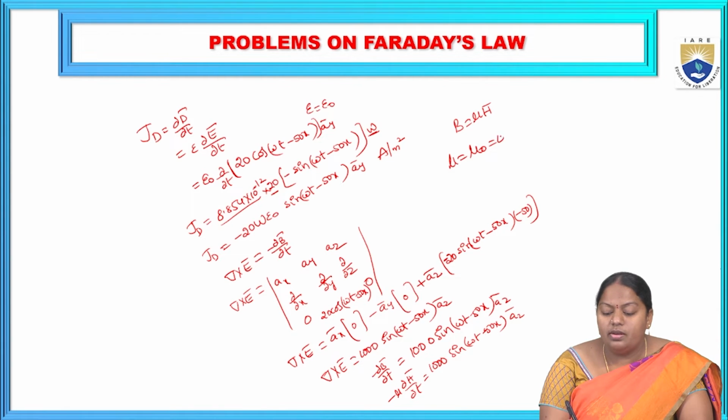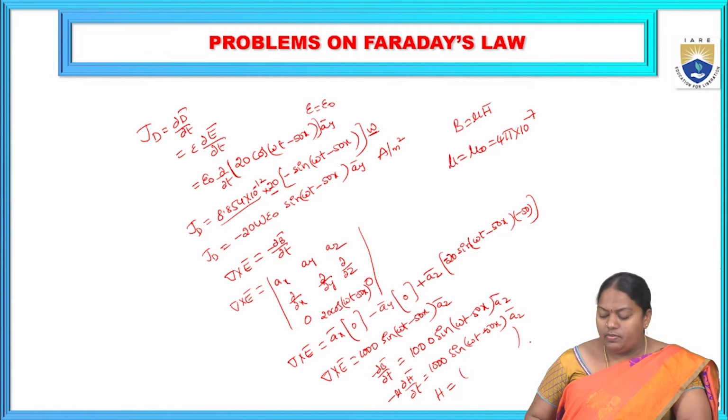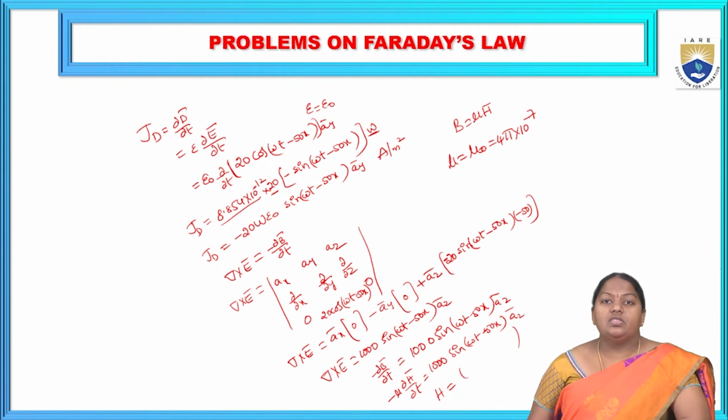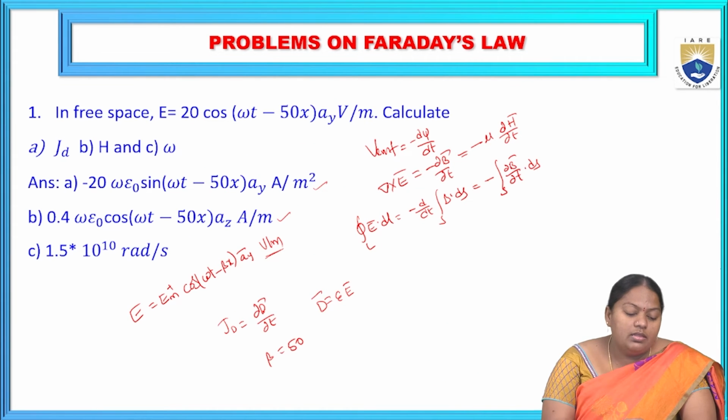And we know its value is 4π × 10^-7 henry per meter. We substitute all these values, and if we consider both sides integration, then the integration and differentiation get cancelled. H is to be expressed in vector form, because magnetic field intensity H is a vector. That's why we need to obtain 0.4 ω ε₀ cos(ωt − 50x) a_z ampere per meter.